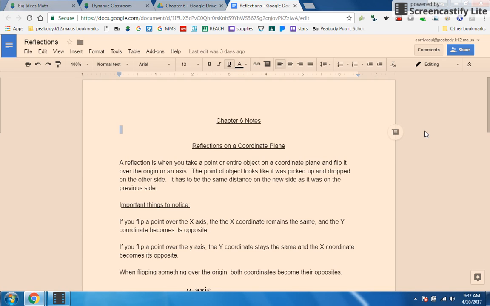So yesterday we did putting points on a coordinate plane and then looking at points on the coordinate plane and giving the coordinates. So today we're going to be reflecting points across the coordinate plane. So a reflection is when you take a point or an entire object that's on the coordinate plane and you flip it over the origin, which is 0, 0, or the x or the y axis. The point or object looks like it was literally picked up and dropped on the other side of the axis. So it's the same distance across, same shape and everything, just flipped over.